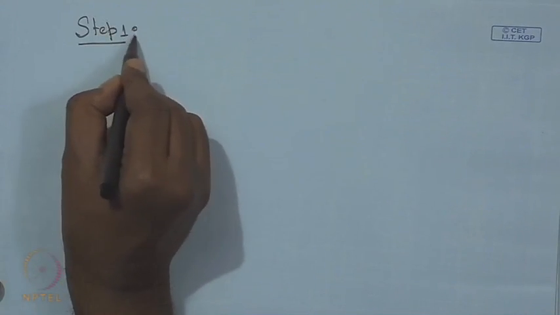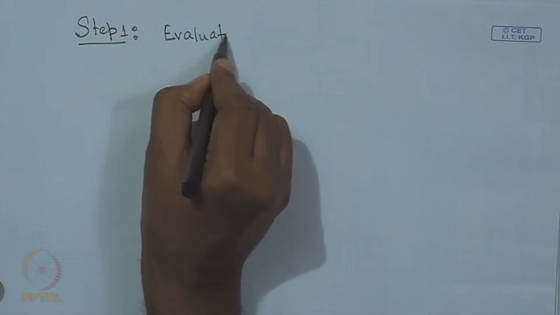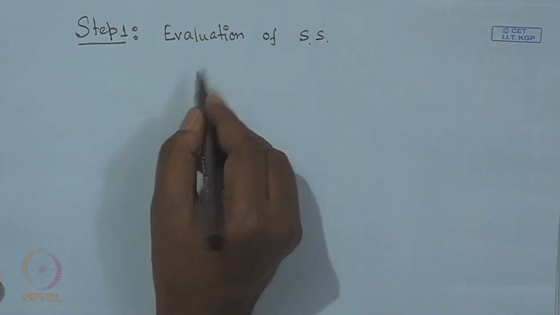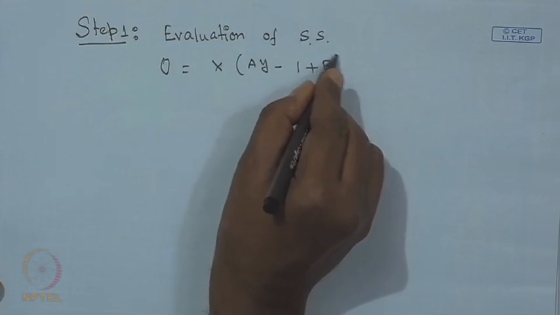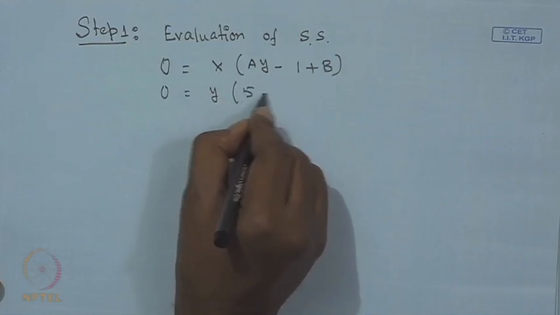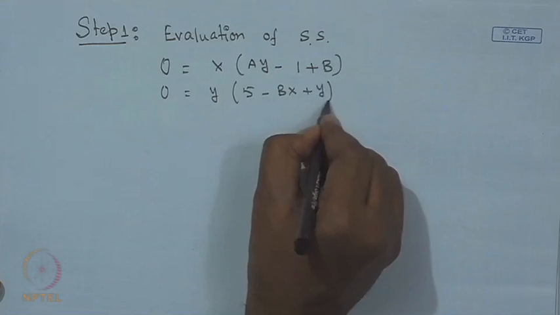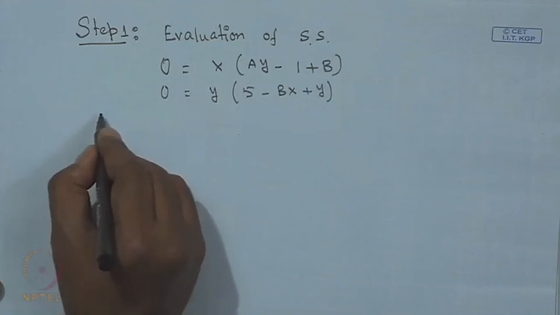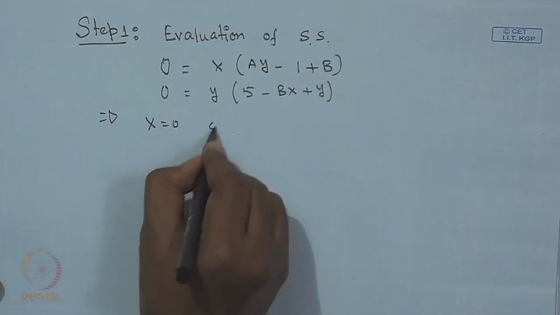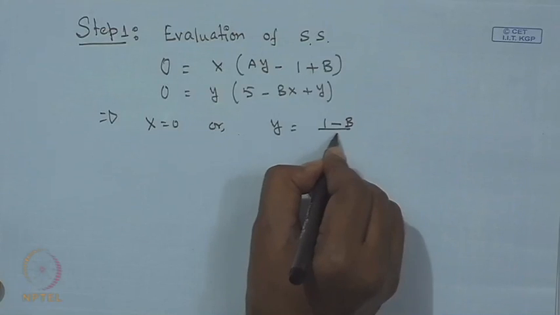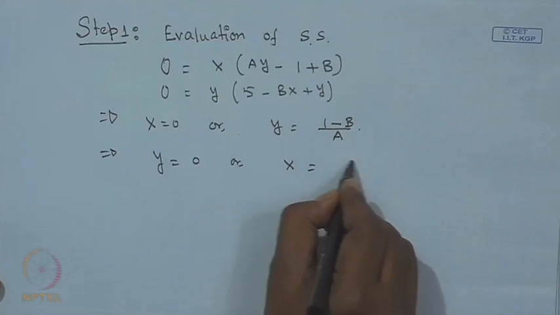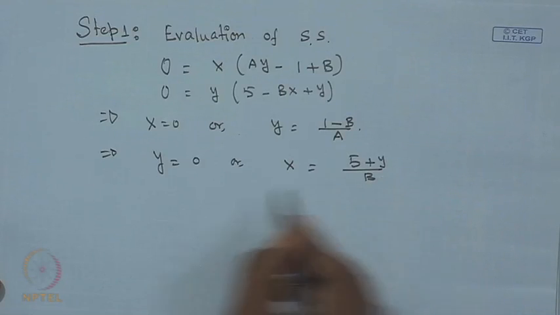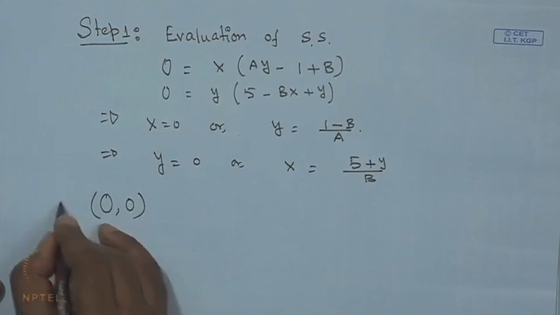So, the first step that we are going to do is the evaluation of the steady state. So, we evaluate the steady state. It becomes 0 = x(ay − 1 + b) and 0 = y(5 − bx + y). The first equation will give you the solution x = 0 or y = (1 − b)/a. From the second one, you will get y = 0 or x = (5 + y)/b.